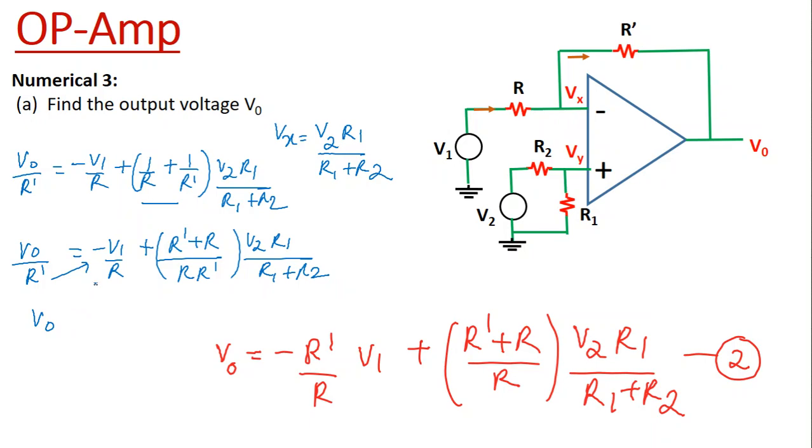So in the V0 voltage, this R dash and this R dash get cancelled out, and we get this type of equation at the output voltage. V0 is equal to minus R dash by R into V1 plus R dash plus R divided by R into V2 R1 divided by R1 plus R2. So this is equation number 2 we are getting.